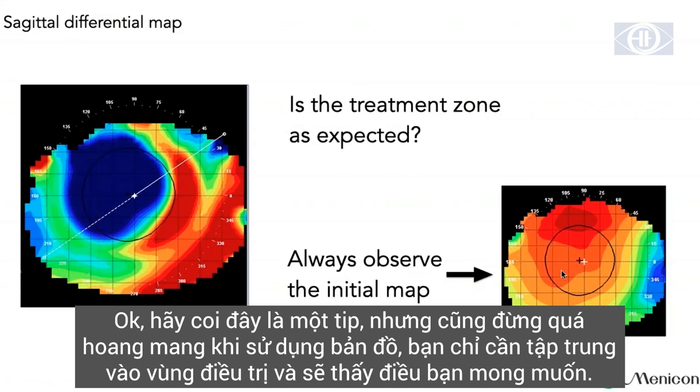So let this be a tip, but again, don't get confused by all these colors. When you're looking at the sagittal map, you're looking only at the treatment zone, what you expected. That's only for the treatment zone.